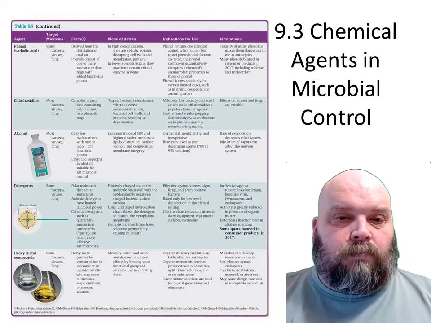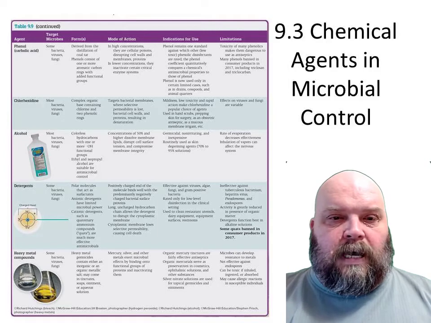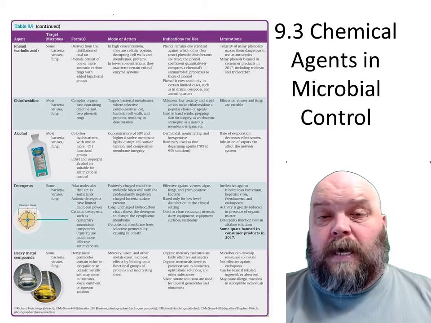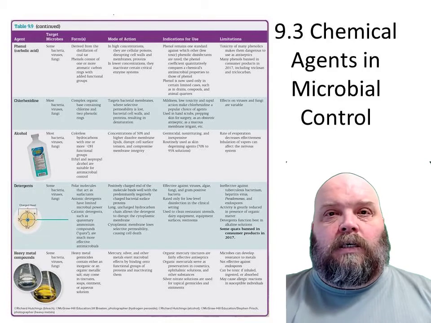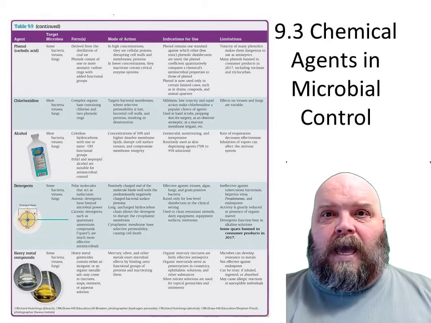You go and you look here at the continued table 9.9. Different phenol, chlorhexidine, alcohol, detergents, heavy metals. That's one of the things we're finding out. Heavy metals, copper, zinc, molecular copper, molecular zinc, have antimicrobial properties, antibacterial properties.